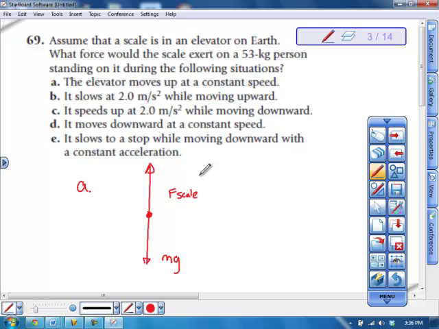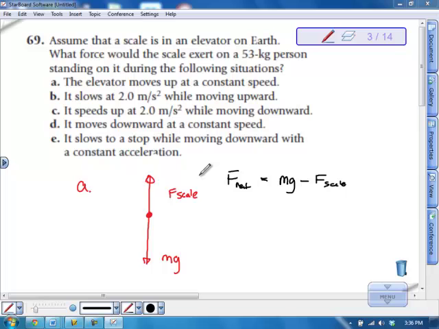But for part B, when it slows at 2 meters per second squared, now what's happening is, if it's moving upward and slowing, what that means is this force right here, the force from the scale, is not as big as the force that's pulling downward. So we have a net acceleration in this case, so we have a net force. And the net force is, I'll do the bigger one minus the smaller one, minus the force of the scale. Okay, so the net force is mass times the acceleration.